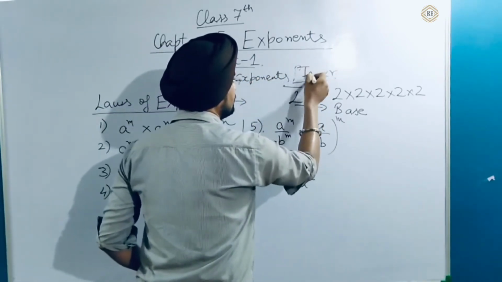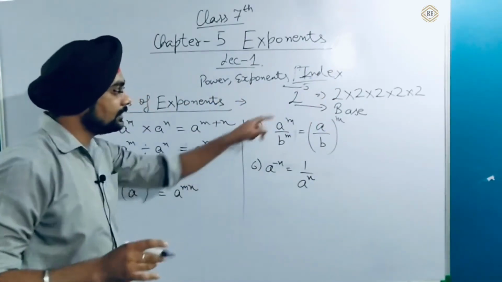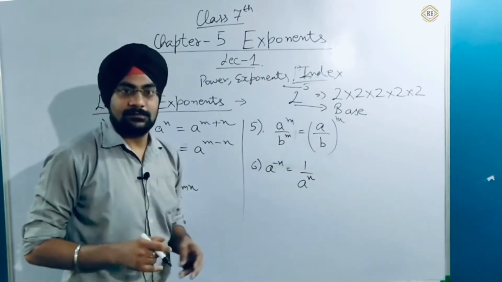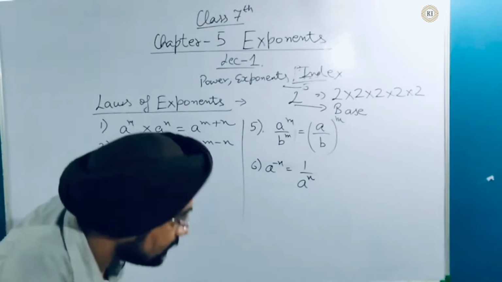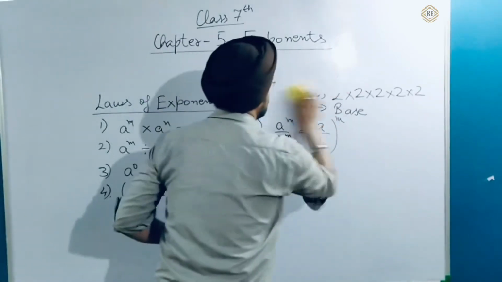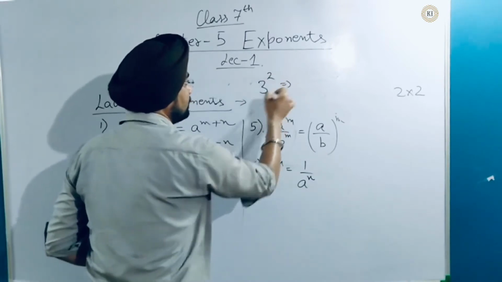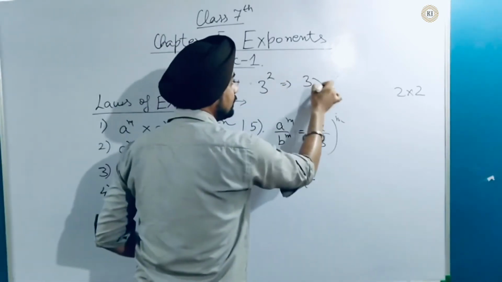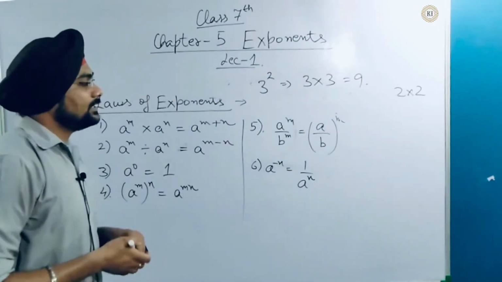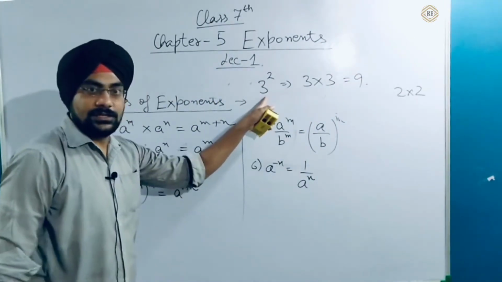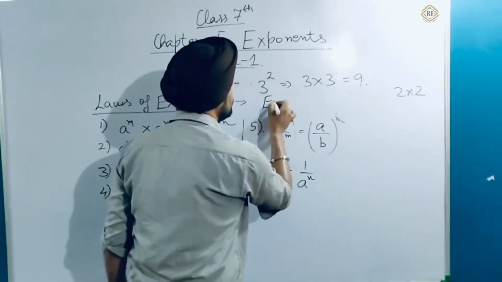Second term is there, that is our index. So 2 is multiplied 5 times. It means that the base is multiplied according to the power. Now suppose if the question is given like this, 3 to the power 2. It means that 3 is multiplied 2 times. So 3 into 3 will be 9. So this type of notation is known as exponential notation.